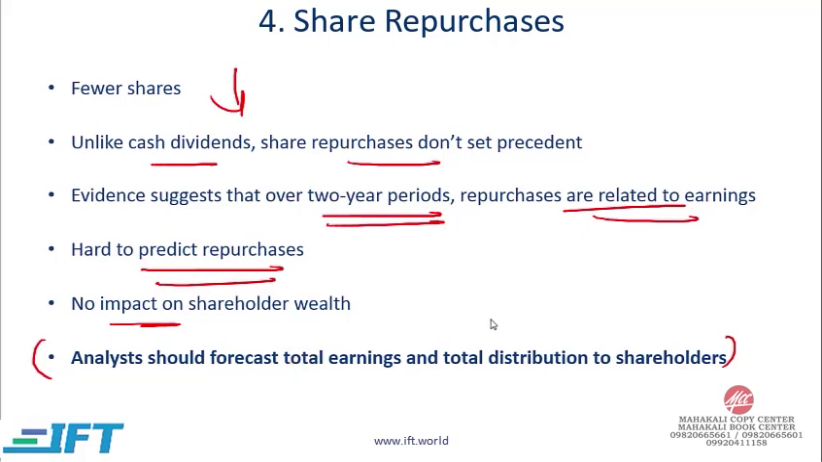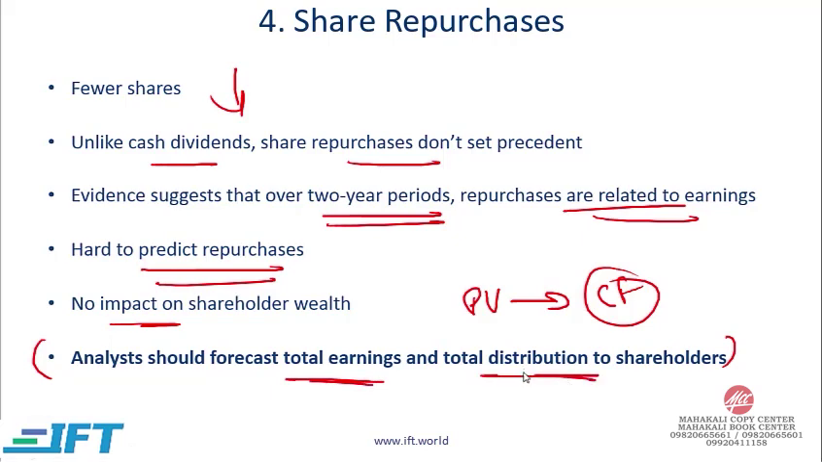So what you need to do is compute the present value of all these cash flows. And then you will come up with the value, a present value, and that will have to be divided by the number of shares outstanding to come up with the estimated value of the share. So key point is to forecast total earnings and total distributions. When we say total distributions, we are referring both to the regular cash dividends as well as the share repurchases.